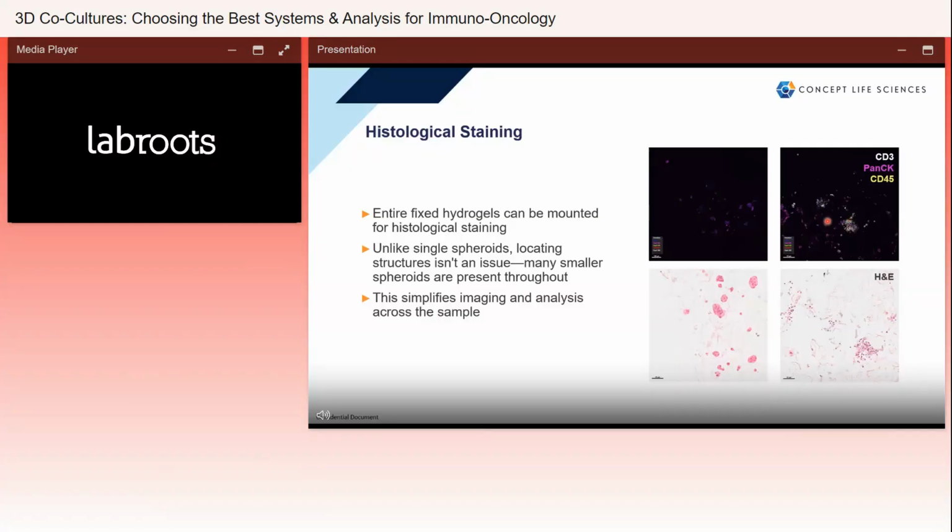And obviously you can do other histological stains as well, so H&Es, so again you can see how the spheroids look, and then how they look when they've been exposed to PBMCs, and you can see how they're heavily disrupted, and the PBMCs are throughout the spheroid space.